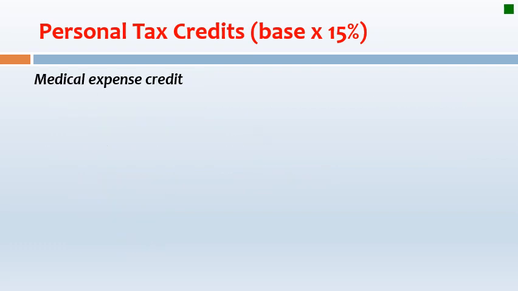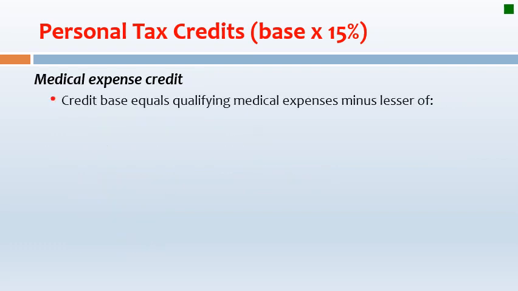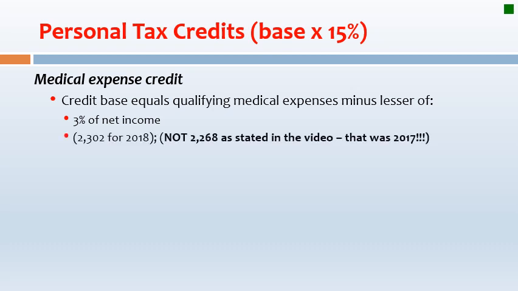Next up is the popular medical expense credit. Now, the medical expense credit base is going to equal whatever qualifying medical expenses a taxpayer incurs minus a threshold, and that's going to be the lesser of 3% of their net income, or $2,268 for the current year. Meaning if you have, for example, medical expenses of $150, in all likelihood you're not going to exceed the threshold, and those won't be able to be claimed as a credit.